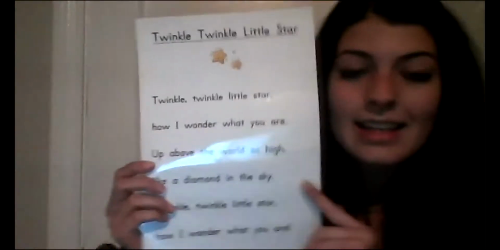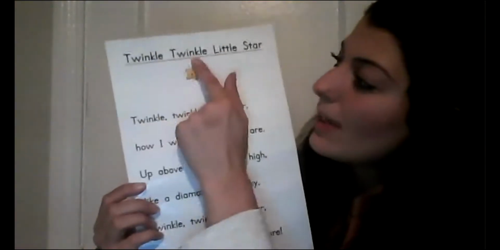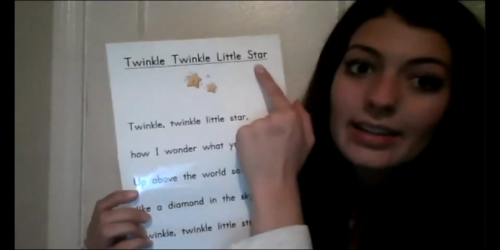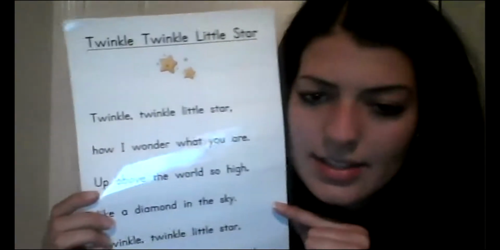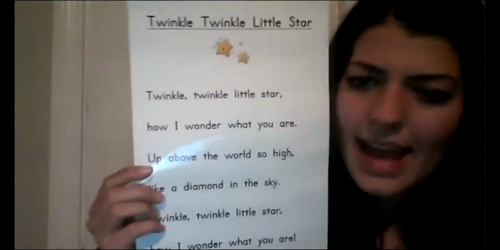Awesome, scholars. So we're going to go ahead and get started with our reading. Once again, we need to remember that words are made out of letters. And we read from left to right and from top to bottom. So here is our story today. It's the story Twinkle, Twinkle, Little Star. Okay, scholars, let's go ahead and look at our story. Here we go.